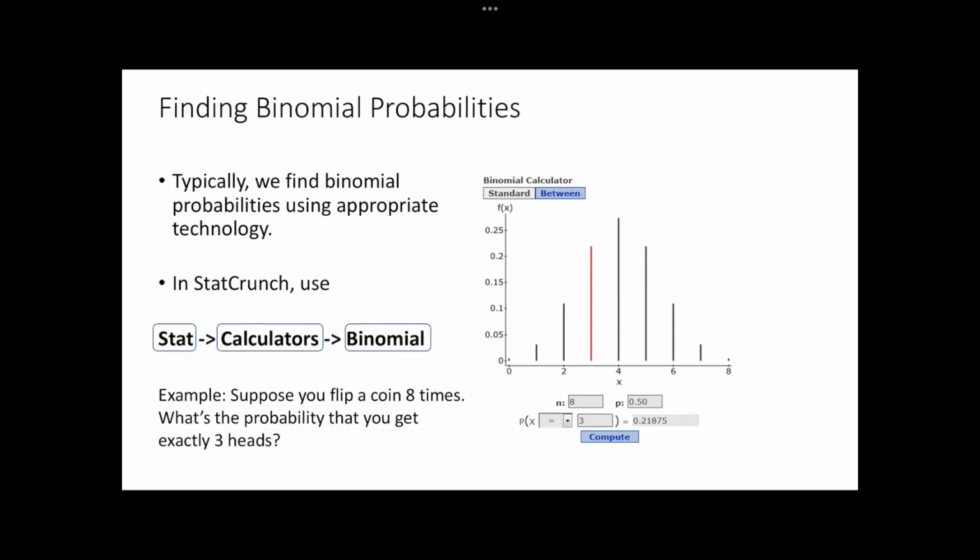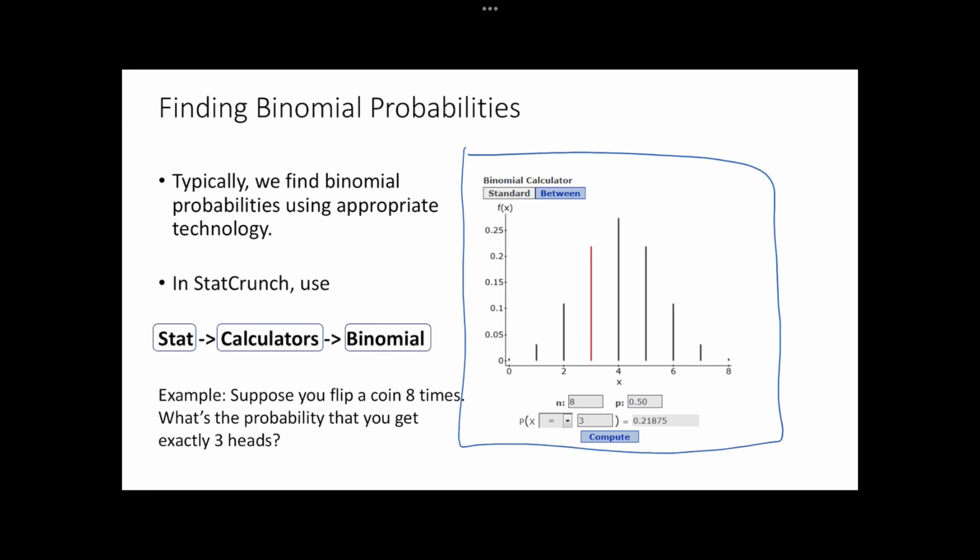So now that we know what a binomial probability is, let's talk about how we actually find those probabilities. Just like with our normal distributions, we're going to use the StatCrunch calculator to calculate these probabilities for us. So for example, let's suppose that we're working on the example from the previous video. We're going to flip a coin 8 times, and we want to know the probability that we get exactly 3 heads. Well, if I go to StatCrunch and click on Stat and then Calculators and Binomial, this calculator here on the right side of the screen will pop up.